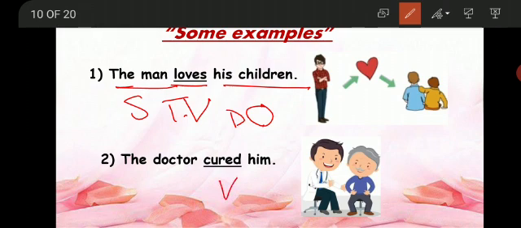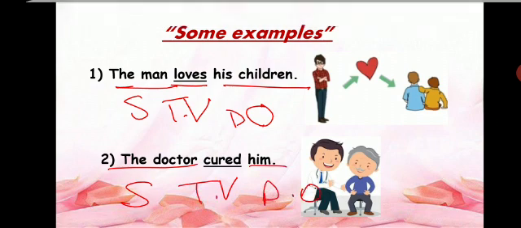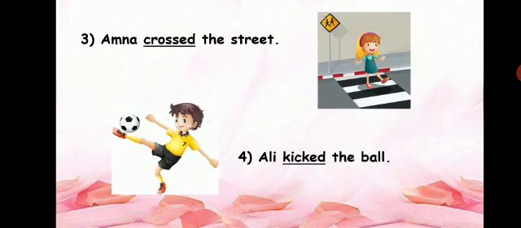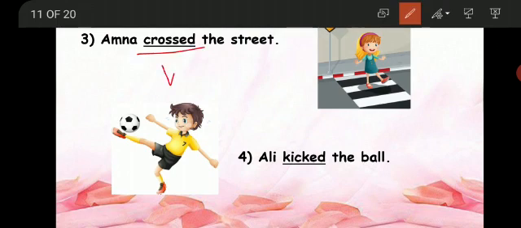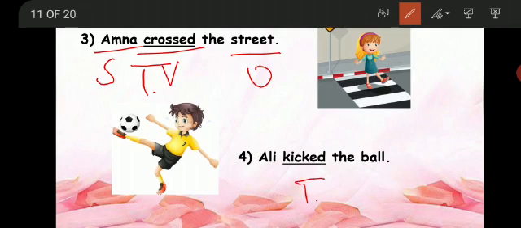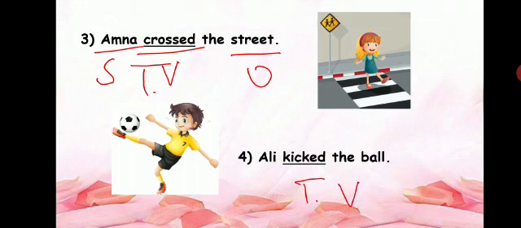Cured is the verb, doctor is the subject, him is the direct object. So cured becomes a transitive verb. Some more examples: Amna crossed the street. Here crossed is the verb, Amna is the subject, street is the object. So those verbs which have an object to receive the action are called transitive verbs. Ali kicked the ball. Kicked is a transitive verb.